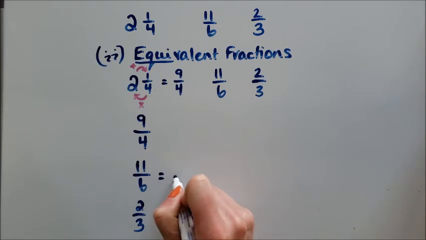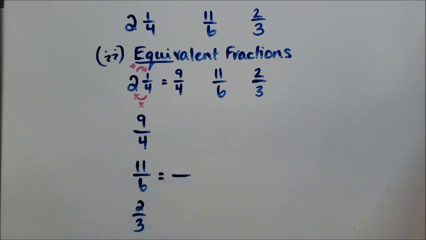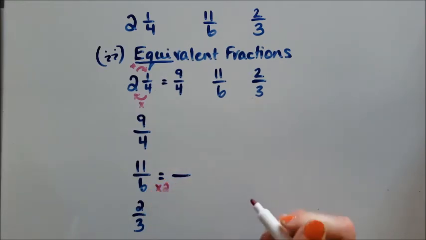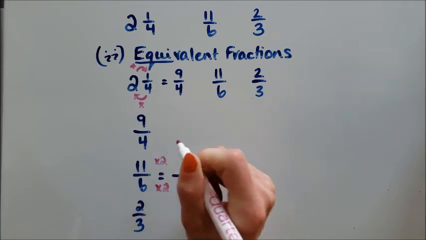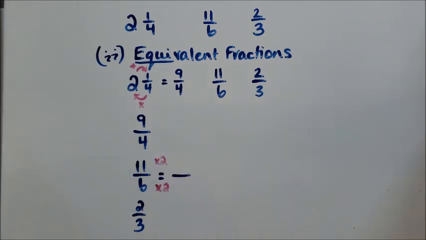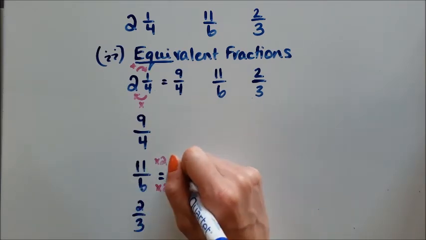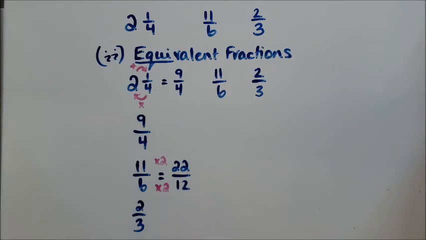And what I'm going to do is pick a number to multiply by, and I'm going to multiply both the top and the bottom. So multiplying by 1 doesn't change anything, but multiplying by 2 does. So I'm going to multiply both the top and the bottom by 2. 6 times 2 is 12, and 11 times 2 is 22.